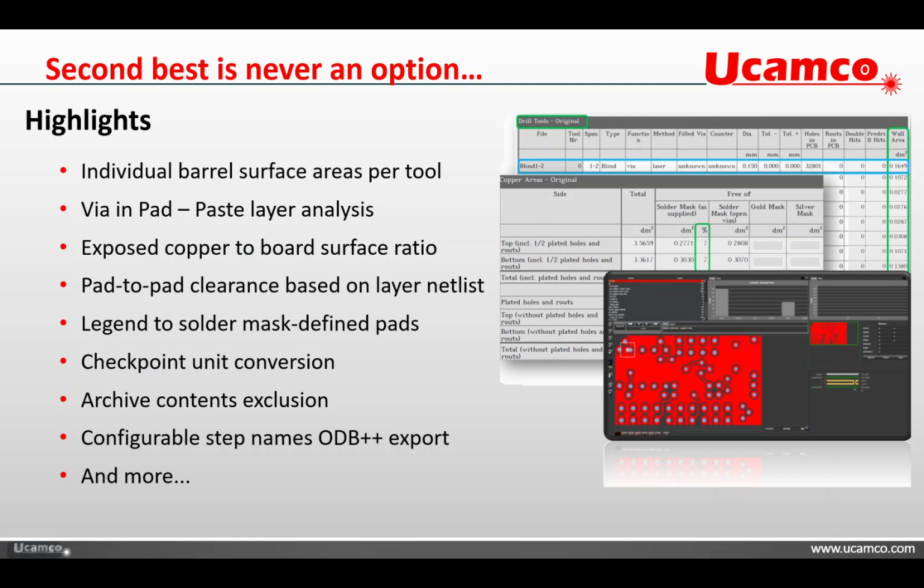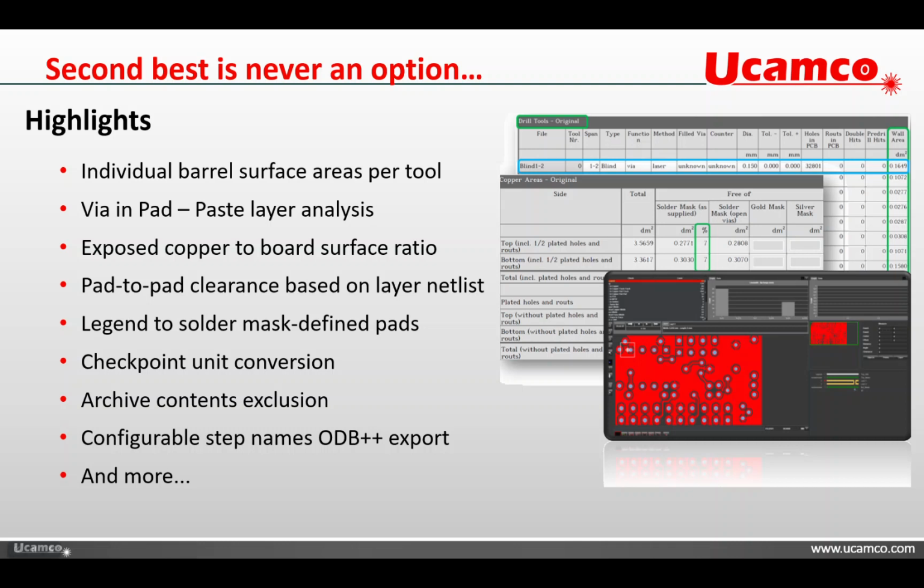As always, I'm using a presentation to take us through. On this first slide, I just want to give you an overview of some of the highlights. There is an item on barrel surfaces per tool via Empat, something that has come up in earlier releases and is back again with some more refinement. Exposed copper to board surface ratio is an item that I will talk about, and pad-to-pad clearance based on layer netlist. Or in fact, it's a bit broader than this. It's basically copper-to-copper clearance, but pad-to-pad is probably the more important item in there.